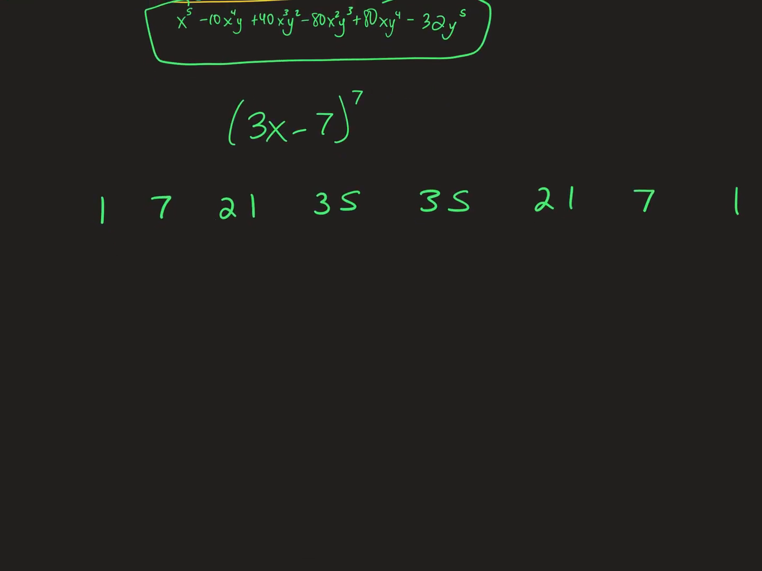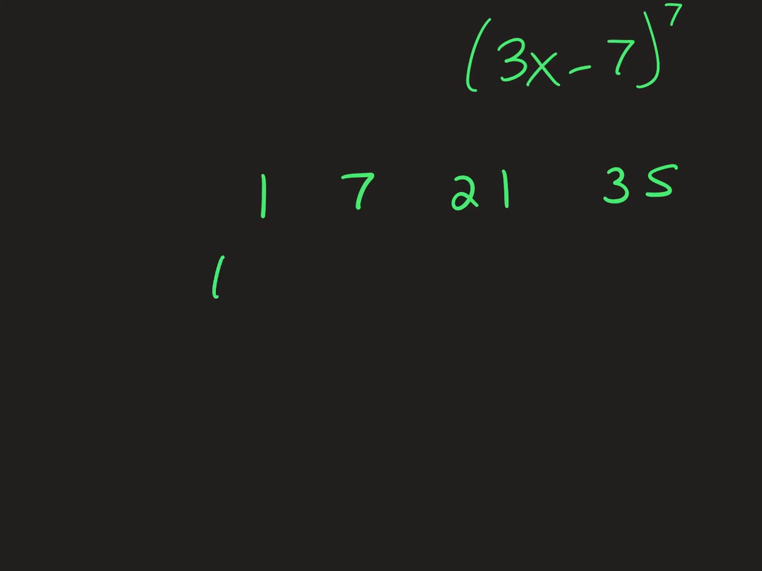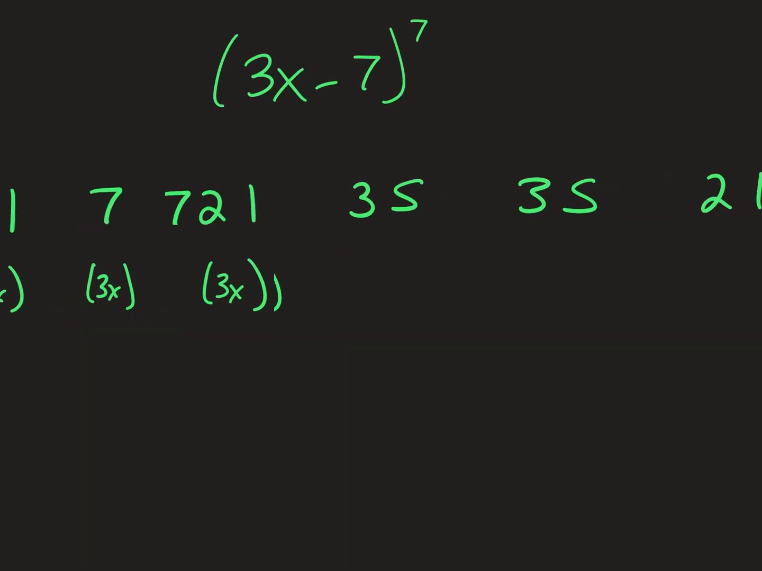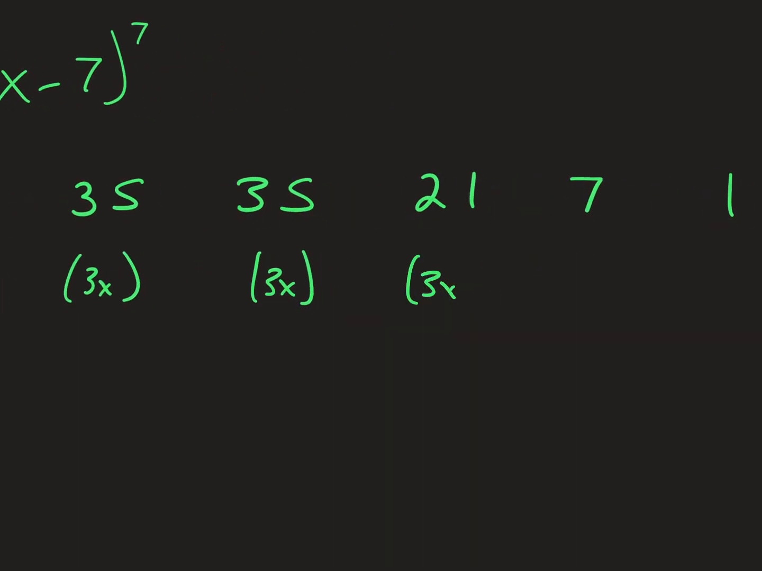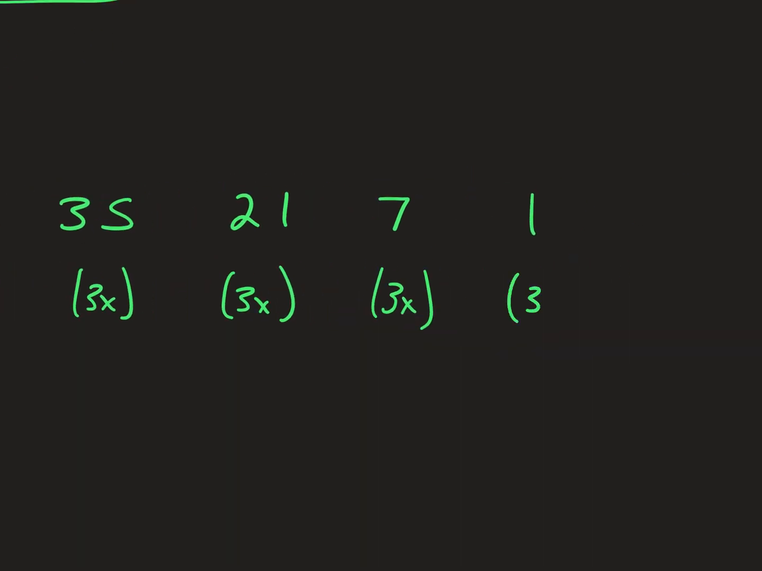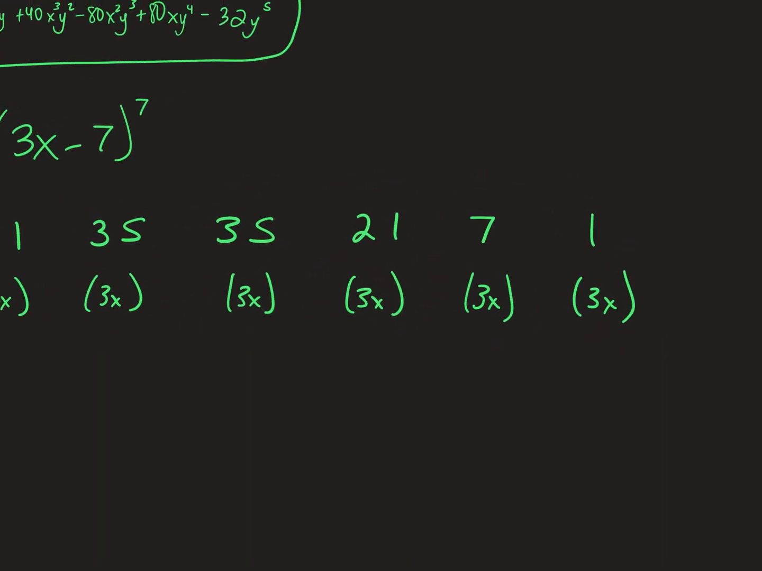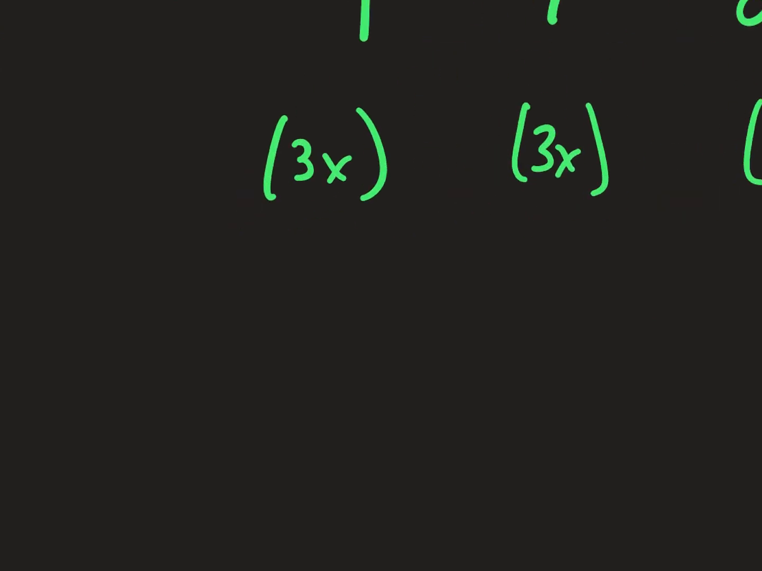Now I write down my first term, right, which happens to be 3x. I'm going to do it all in parentheses. 3x, 3x. What's my second term? Negative 7. Good.